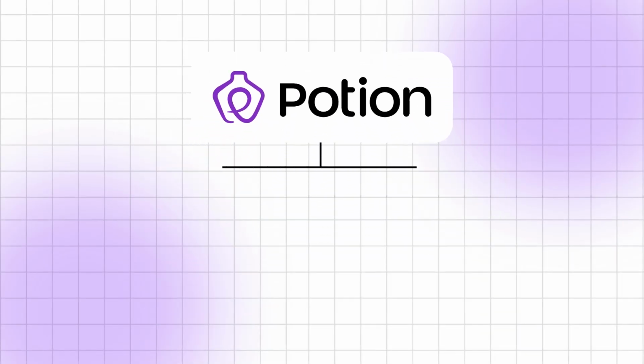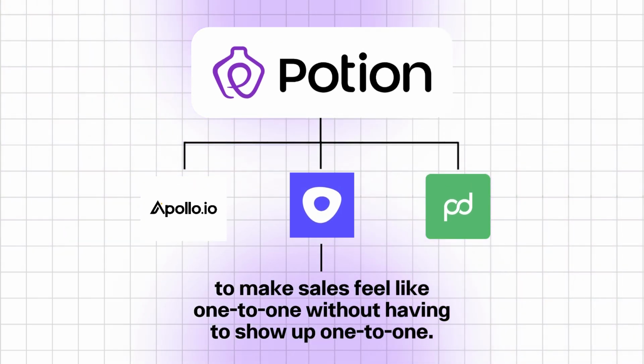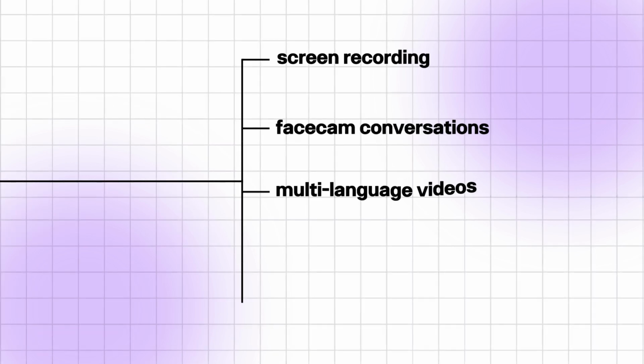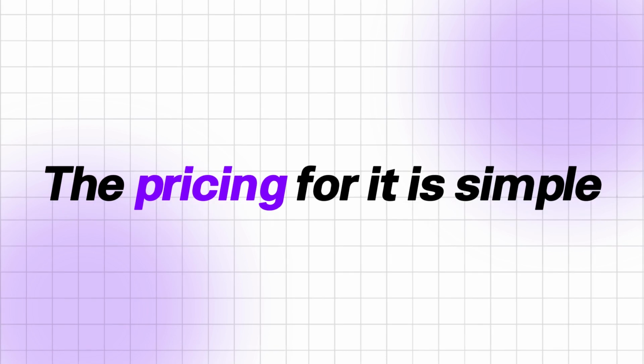Now imagine using that in your next cold email campaign, or following up with leads, or onboarding new users. Potion is already being used by reps at Apollo, Outreach, even PandaDoc to make sales feel one-to-one without having to show up one-to-one. It even supports screen recordings, facecam conversations, multi-language videos, custom video pages, and even dynamic backgrounds. You can throw in emojis, stickers, GIFs, CTAs, make it on brand, show your client's website, and integrate SendPotion with over 50 tools.